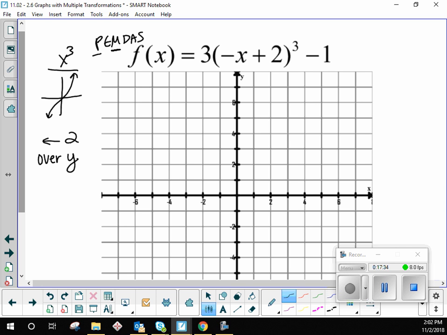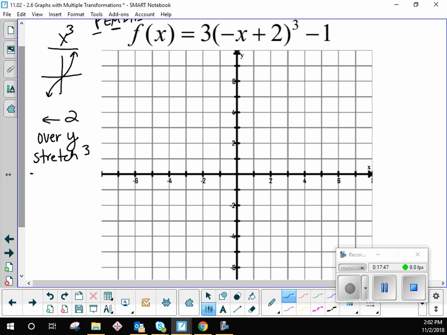Then we look at any multiplication. What multiplication do I have? Times 3. Is that a stretch or a compress? It's a stretch, okay. And let's talk about what that means. Stretch by 3 means this. Your x value on your transformed point stays the same. The y value is times the 3.